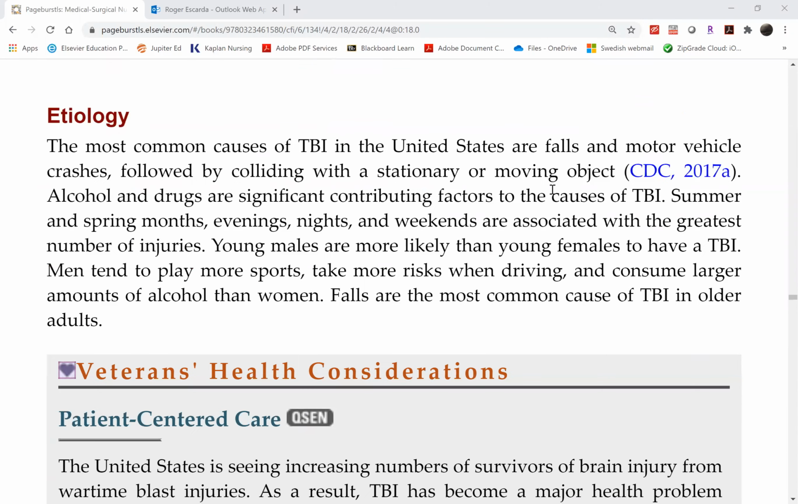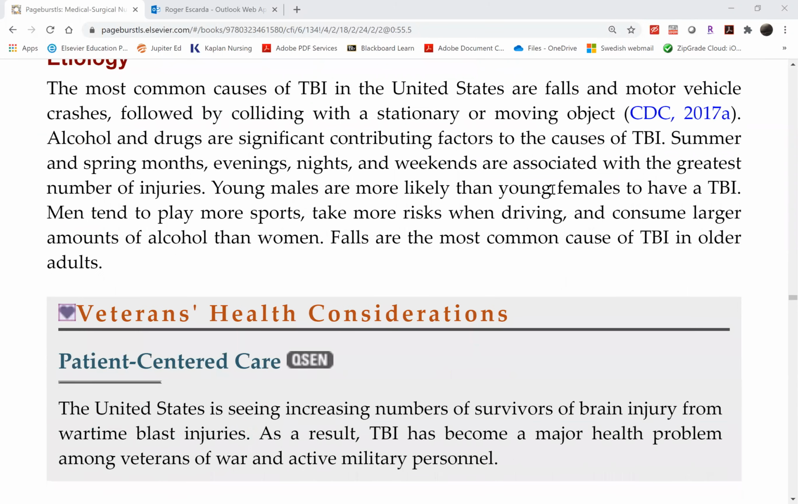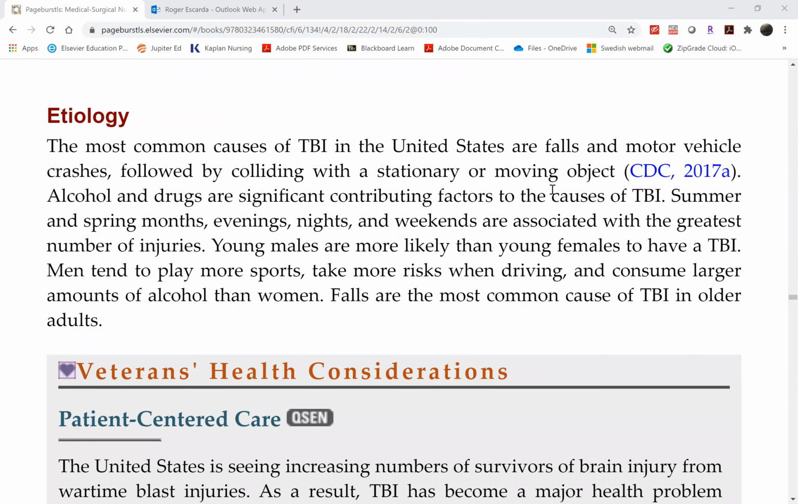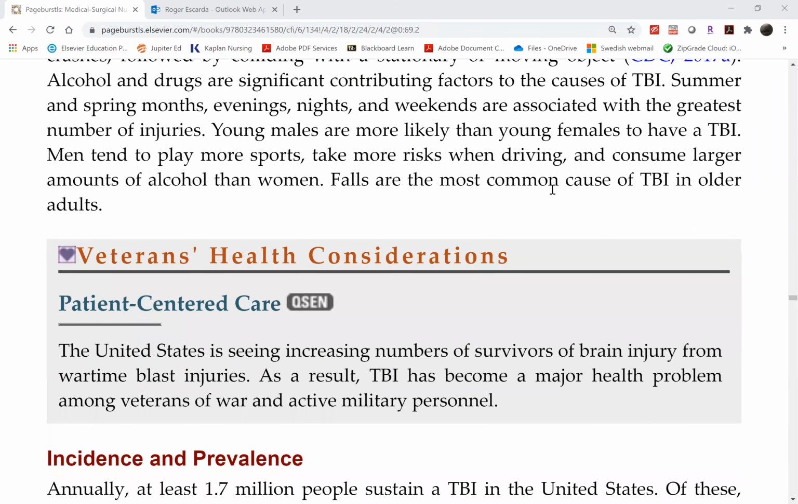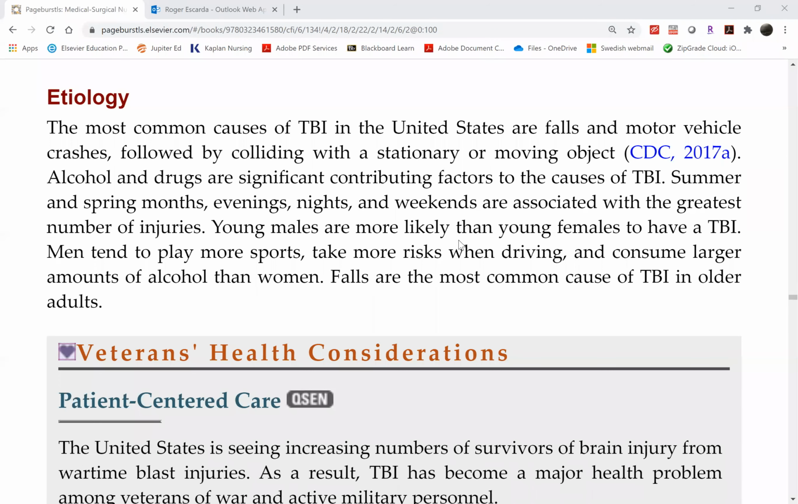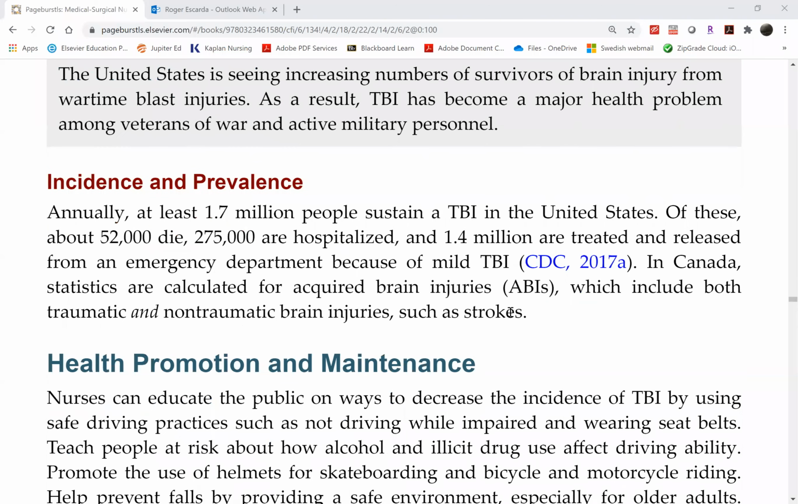So causes, just read them on your own. They're nice to know. The question on this would probably be prevention. So which of the following will be included in the teaching for preventing traumatic brain injuries? So these are your answers. So this paragraph here, along with this paragraph right here.